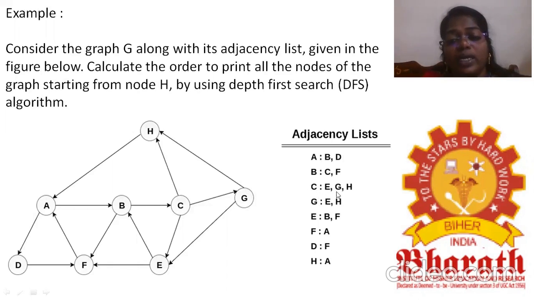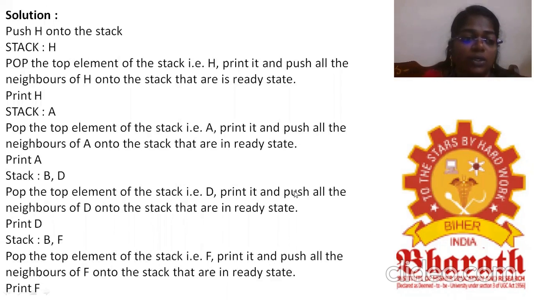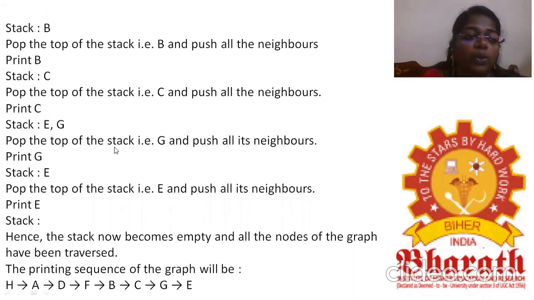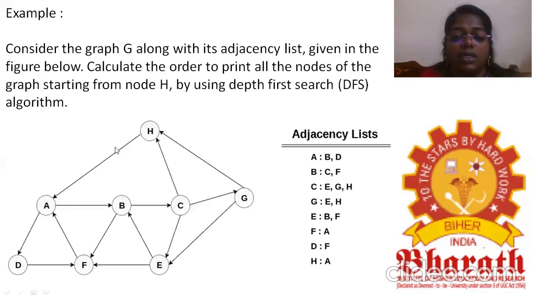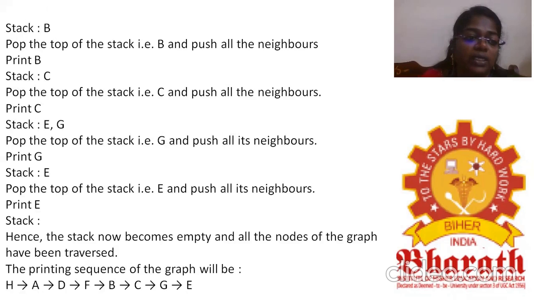Node E, node G and node H. Here we are having 3 nodes that are neighbors to node C. So what are all the nodes? That is E, G and H. H is already visited. Initially we visited H, so we can leave that H. So in this case, we have to push E and G inside the stack. Now what will be on the top of the stack? G, because last in first out.